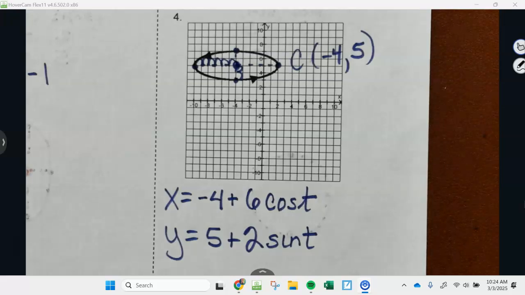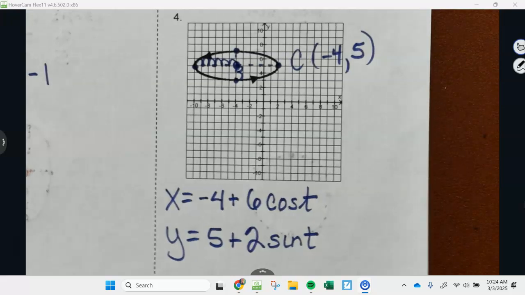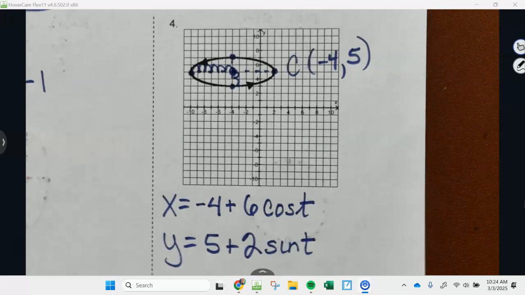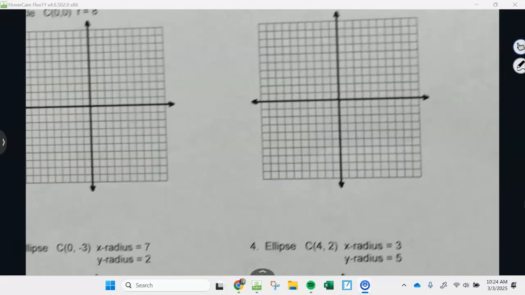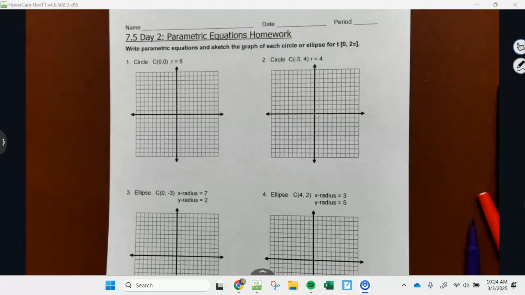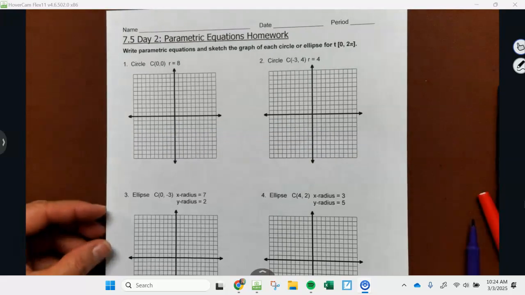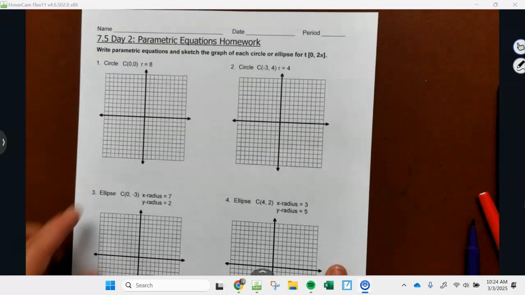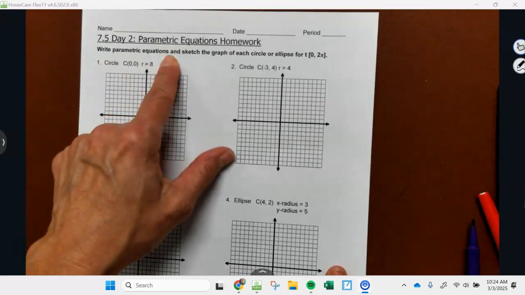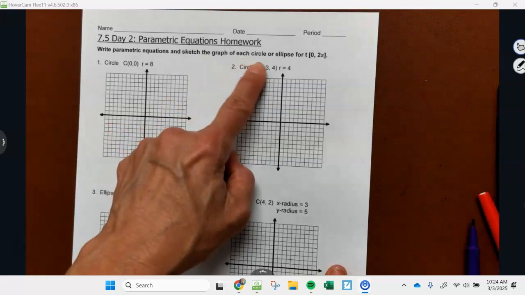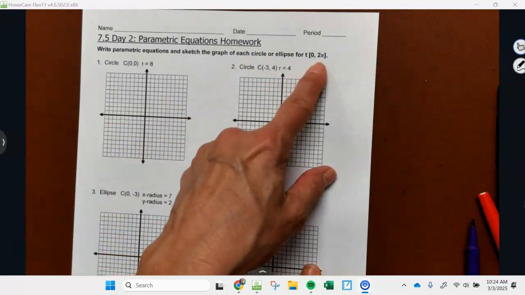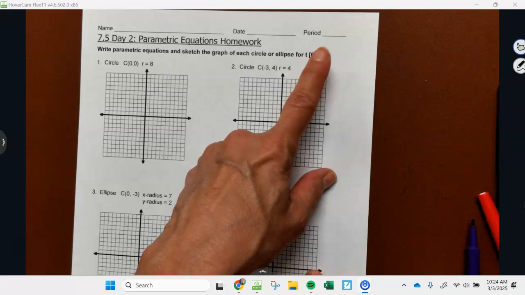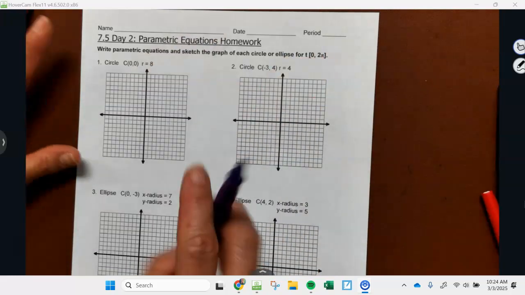And that's parametrics. Guys, I'm going to do just a couple of your homework problems with you, just to make sure you're set. So let's go ahead and look at the homework that is for a grade. And before I just jump into some problems, let's just understand the directions. So on part 1, it says write parametric equations and sketch the graph of each circle or ellipse for that domain, which is the unit circle.